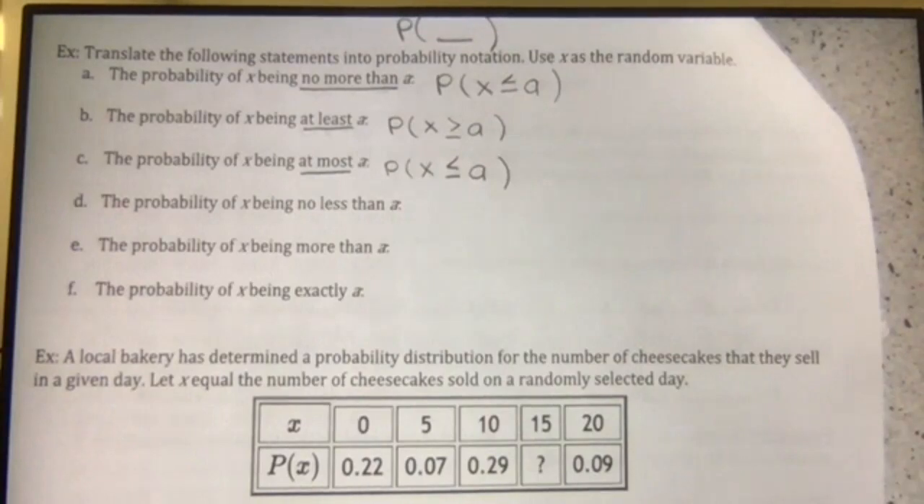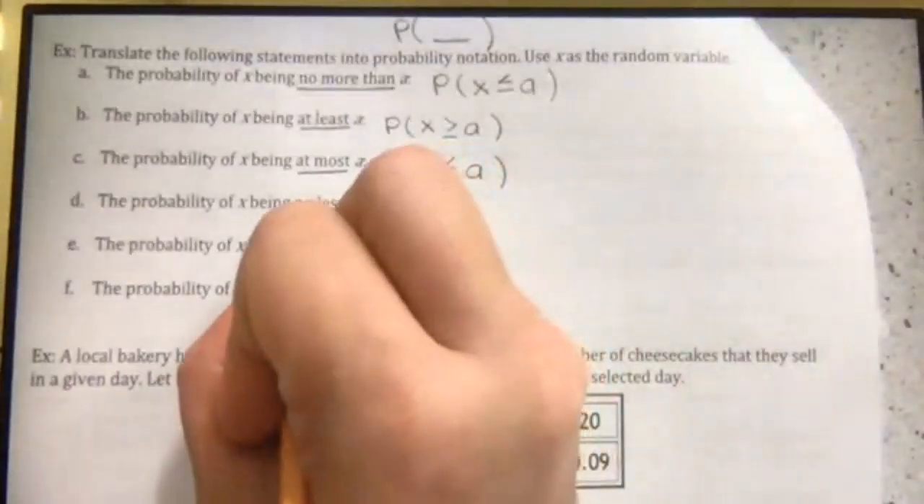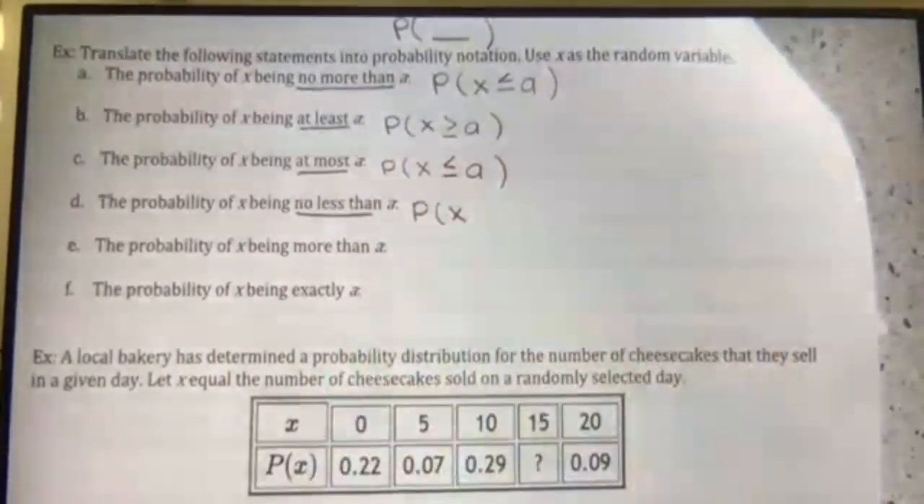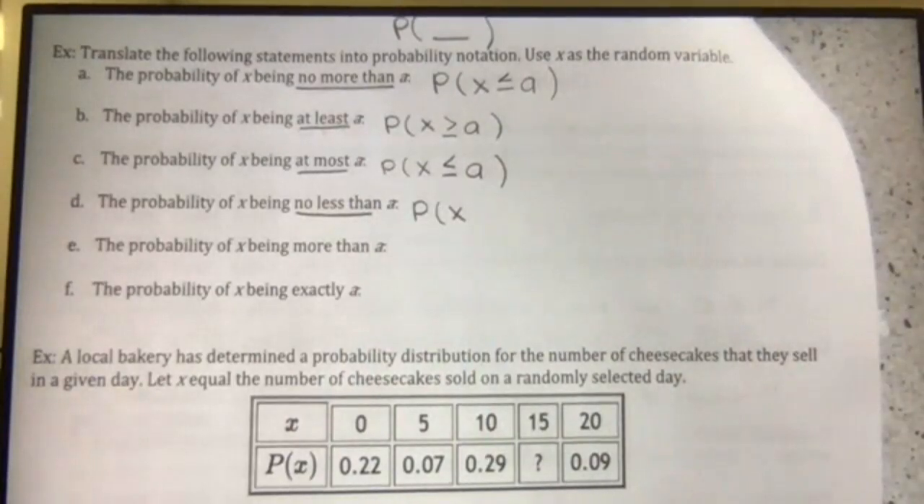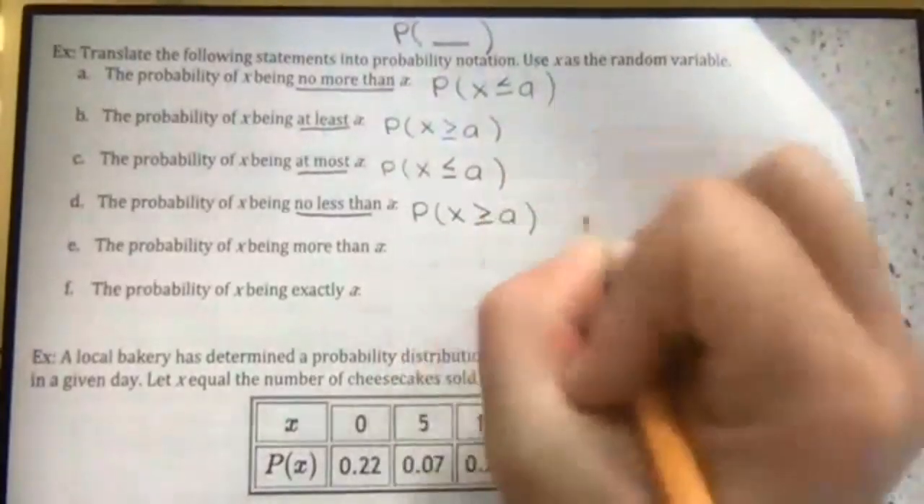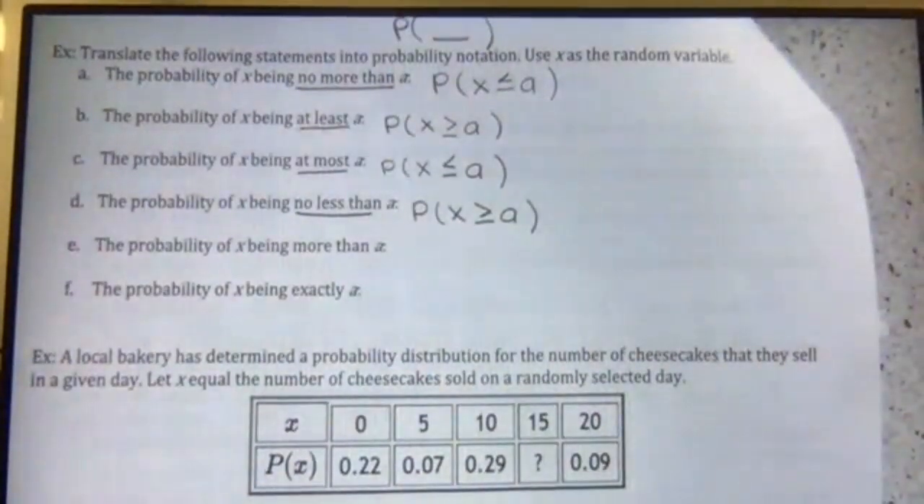The probability of x being no less than a. So no less than. So the probability of x being no less than a. So a or anything bigger. So greater than or equal to. The probability of x being greater than or equal to a.